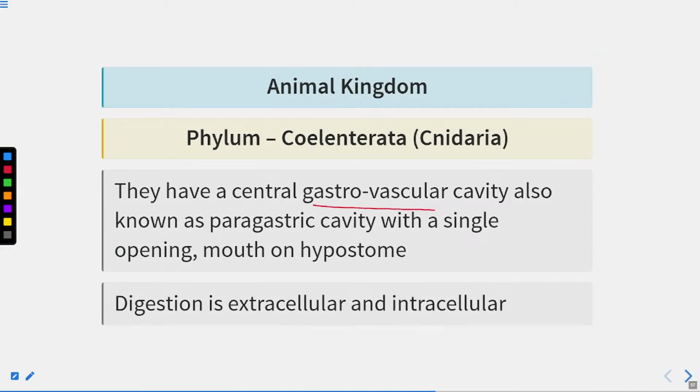They have a central gastrovascular cavity, also known as the paragastric cavity, with a single opening, the mouth or hypostome. So again, this is having a single opening, an incomplete digestive system, right? So digestion is extracellular as well as intracellular. Sometimes they take digested food from the outside, and sometimes they take food inside their body cavity, and there they digest that.